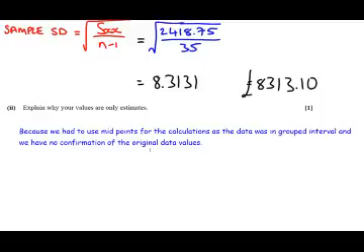Okay, putting that into a sentence: because we had to use midpoints for the calculations as the data was in grouped intervals and we have no confirmation of the original data values.